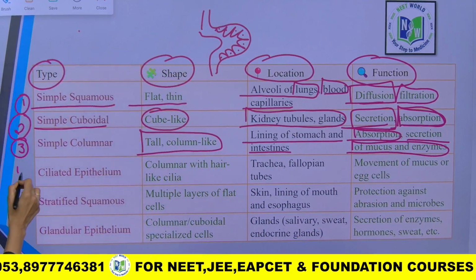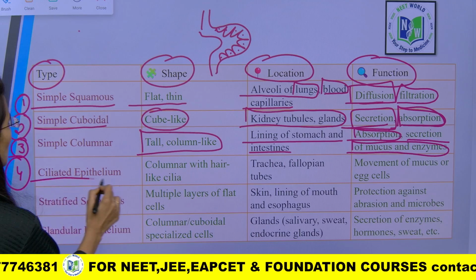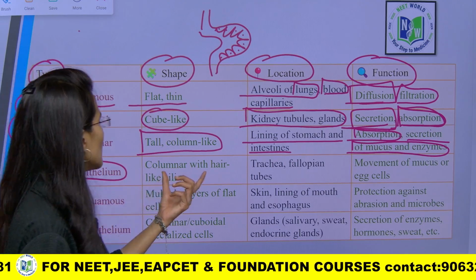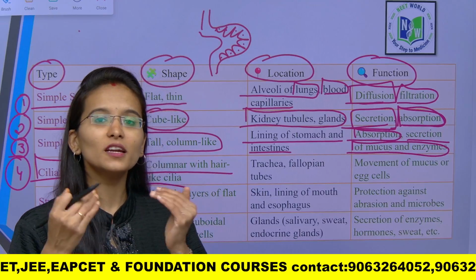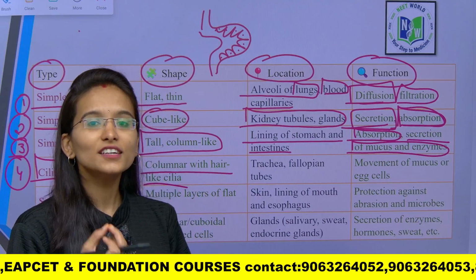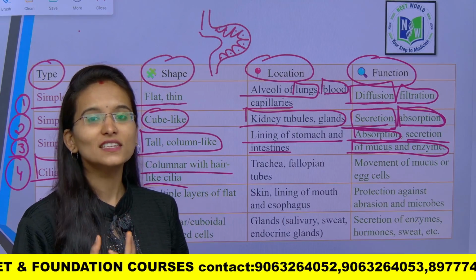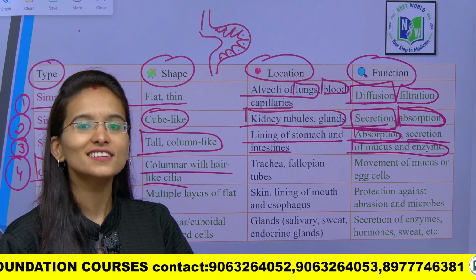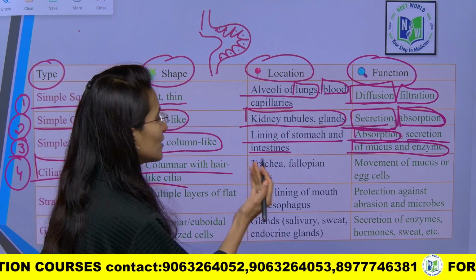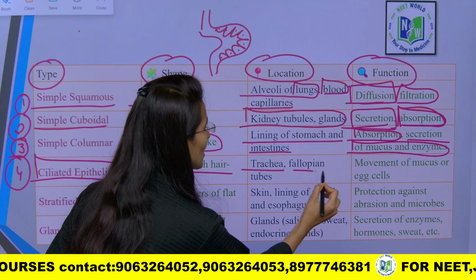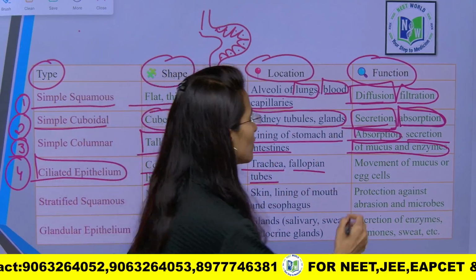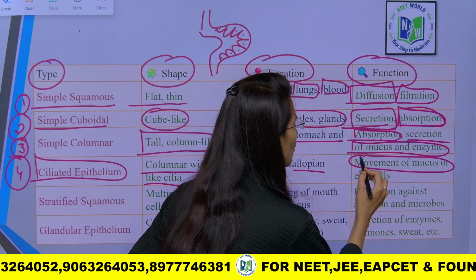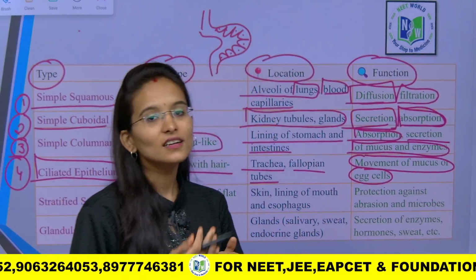And next, coming towards the fourth one, ciliated epithelium. Ciliated epithelium is the modification of columnar epithelium only. The columnar epithelium gets modified, and it shows some small outgrowths which are hair-like structures, that is called ciliated epithelium. And if we see its location, we can see it in the trachea and fallopian tubes. So, when we see the function, it is involved in the movement of mucus and the movement of egg cells.